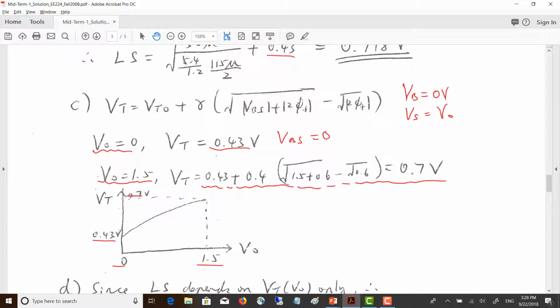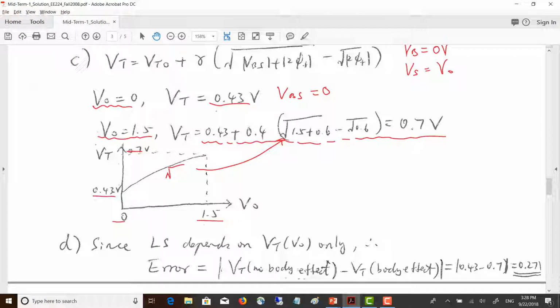Okay? And this is not a straight line. It is kind of like a square root, right? This is due to this effect of the square root here, right? But I still give you full point even if you put a straight line. Okay? Now you know the Vt, how it changed with body effect.